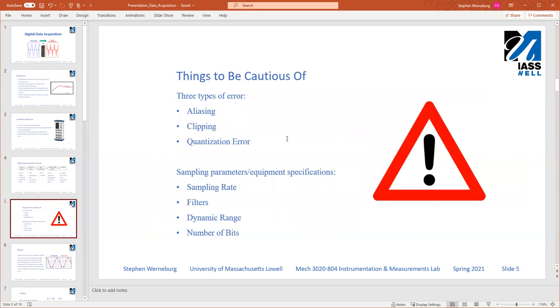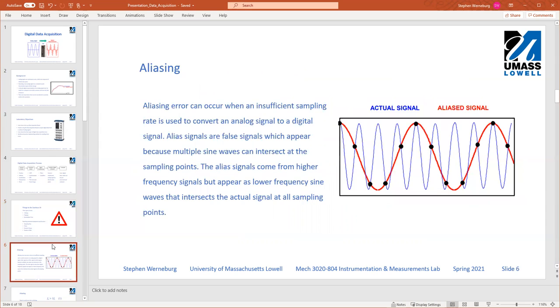The things to be cautious of are the three types of error, which are aliasing, clipping, and quantization error. And sampling parameters and equipment specifications to consider are sampling rate, filters, dynamic range, and number of bits, because these are the things that will either cause, prevent, or minimize errors.